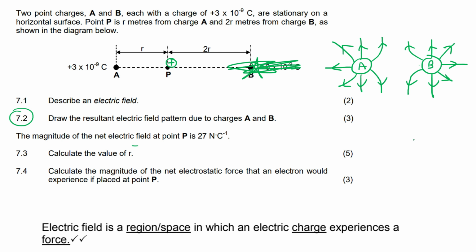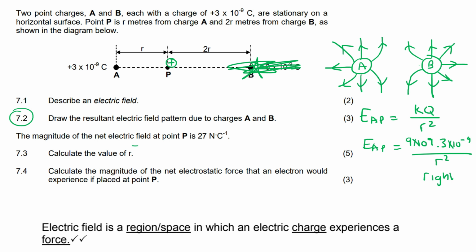So let's go calculate that. We know that the electric field because of A on P can be calculated using this formula. And remember, when you use this formula, the Q is the Q that is creating the field, and that's this one over here. So that's going to be 9 times 10 to the 9, multiplied by 3 times 10 to the negative 9, sorry. And then the r is just an r, so we leave it like that. Now, we know that that is going to push to the right.